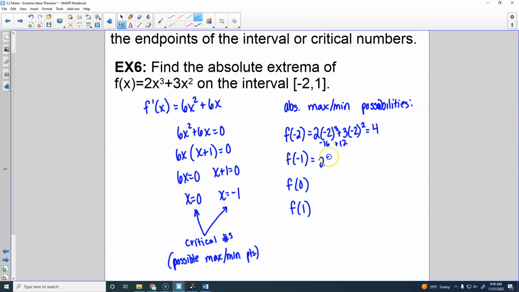For negative 1, we'll have 2 times negative 1 cubed plus 3 times negative 1 squared. So that's going to be negative 2 plus 3. I'll get positive 1 there. For 0, I will just get 0. And for 1, I will get 2 times 1 cubed plus 3 times 1 squared, which is going to give me 5.